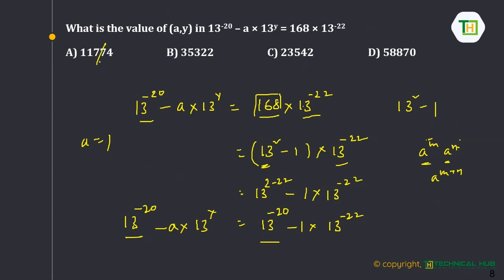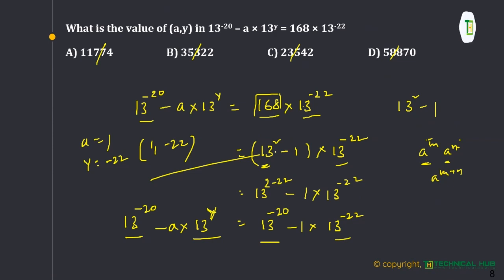For this question, the options are not related. So a is equal to minus 1. Here 13 is there, here also 13 is there, and y is equal to minus 22. So the values of a and y are 1 comma minus 22. This is a simplification question. If you observe, they will definitely give 1 or 2 questions on simplifications.